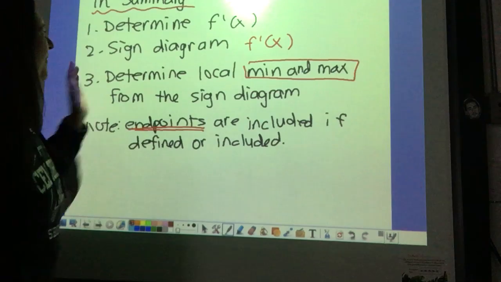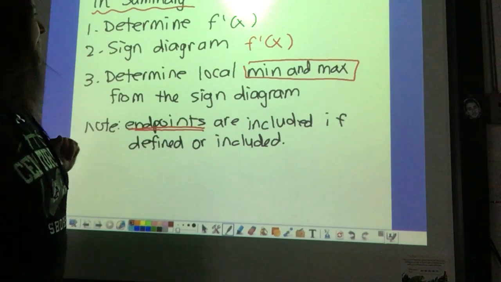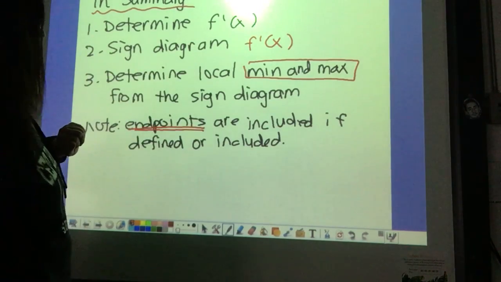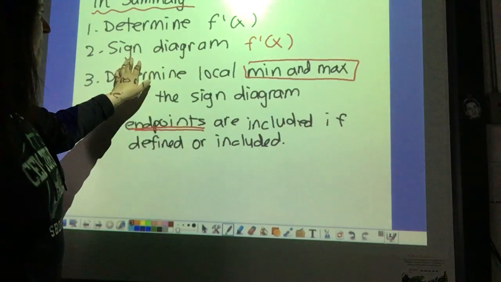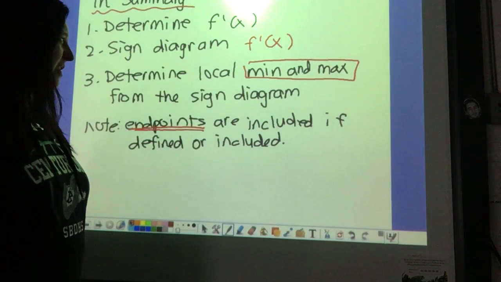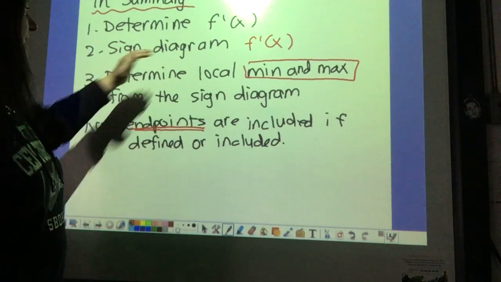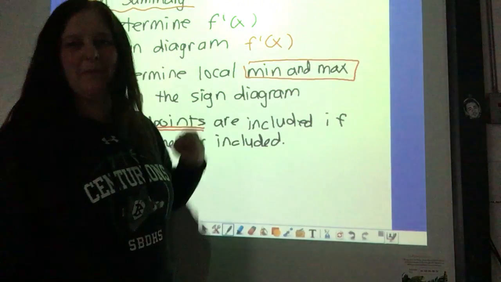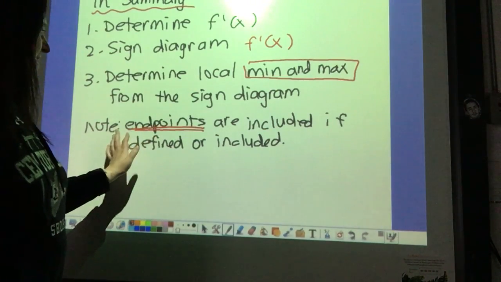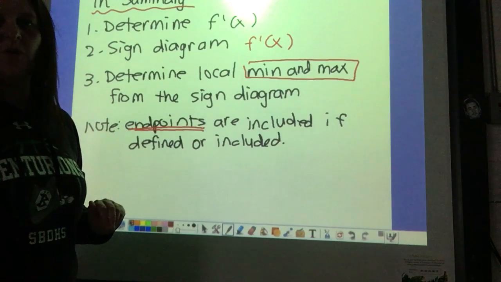Okay, so to pick up where we left off, the steps to finding min-max using the first derivative test are to first find the first derivative. Then, once you have the first derivative, you make the sign diagram from it, kind of similar to what we did with rectilinear motion. So find your first derivative, use that to create a sign diagram. Then from your sign diagram, you can determine the min and max using the rules that we did ahead of time. And just to make a note, the endpoints should be included if they are defined or included.